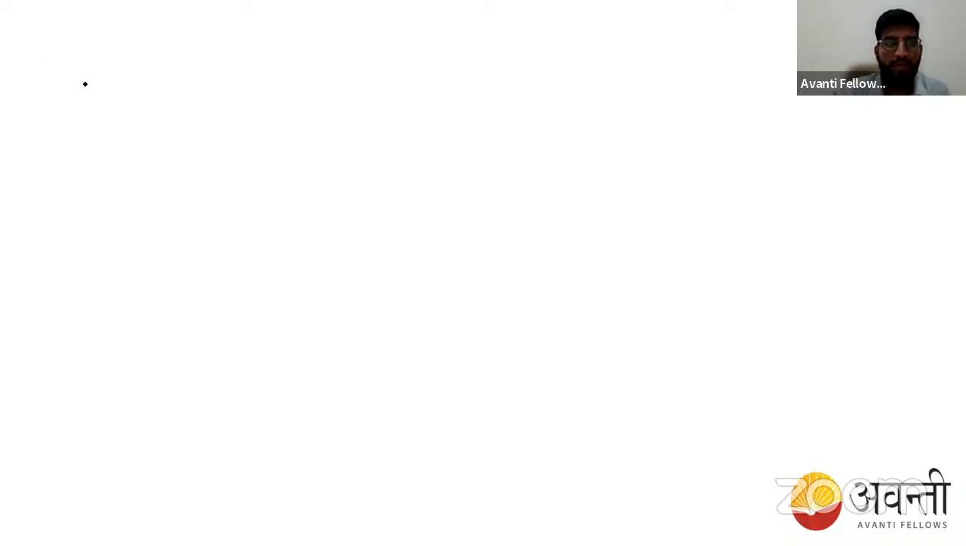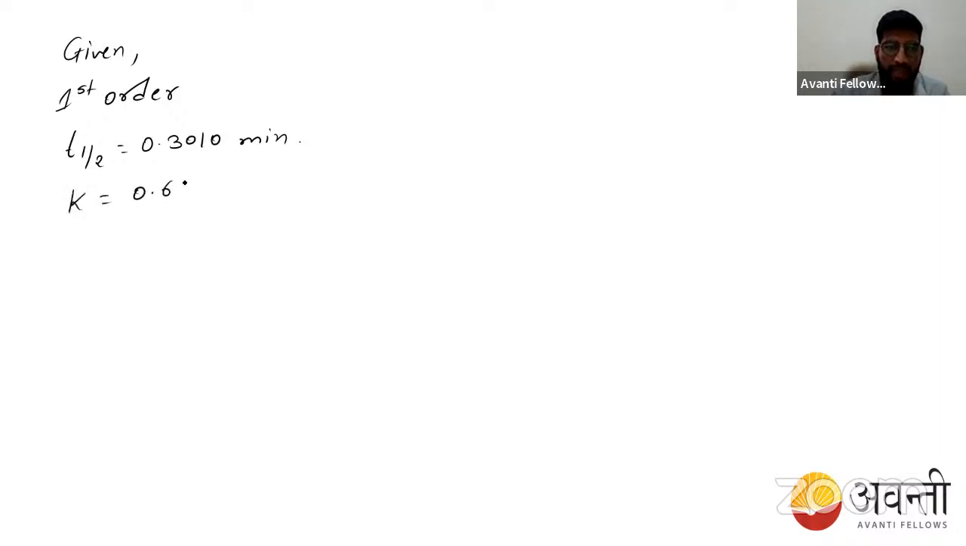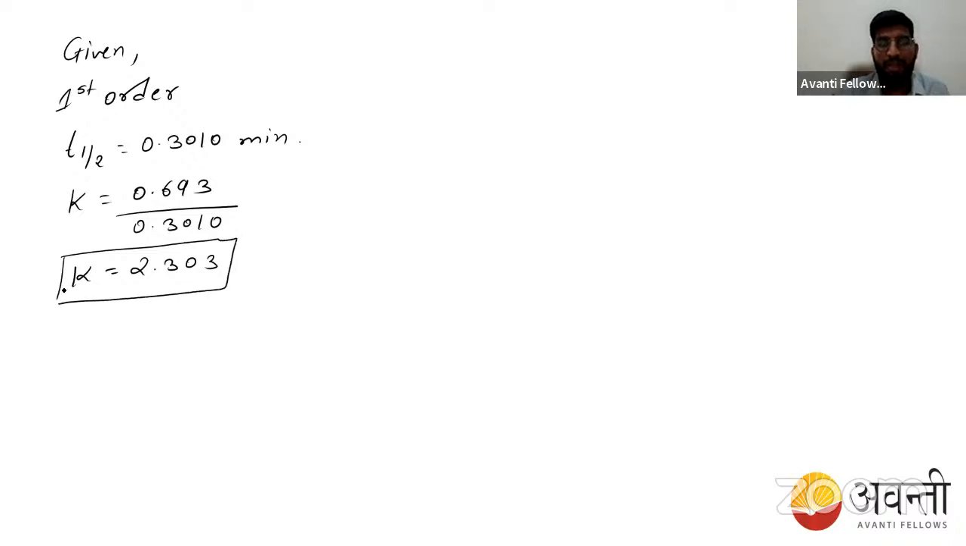Given is T half, but the first important thing given is that it is a first order reaction, which has T half of 0.3010 minute. So I have to find out K, the rate constant. K is equal to 0.693 upon 0.3010. This is the formula for finding K for the first order reaction. So the value of K will be equal to 2.303. This is the value of K, our rate constant.